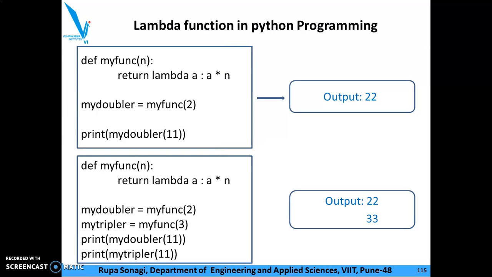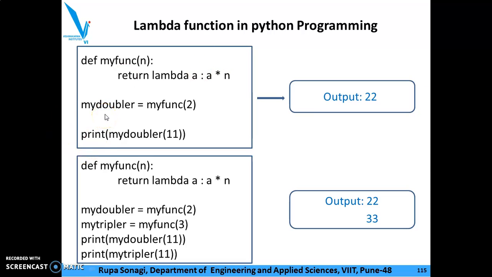Now let us understand the Python function as a lambda function in Python programming. Let us define a function def my function n colon. So is it a user defined function or a lambda function? Yes, as this starts with def, it's a user defined function, and what you are defining is return lambda a colon a into n. So that means you are returning through a lambda function.